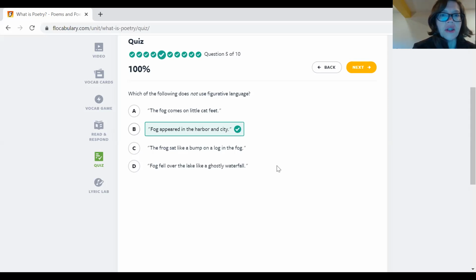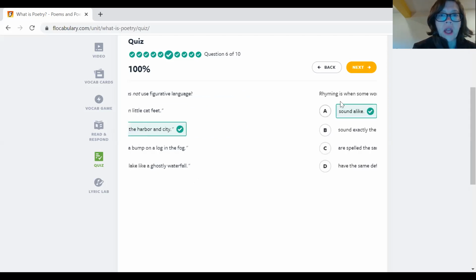Which of the following does not use figurative language? And that would be B, fog appeared in the harbor and city, because it's not a simile, metaphor, personification, anything like that. Whereas all our other answers, the fog comes on little cat feet, the frog sat like a bump on a log, right? So simile, metaphor, and then personification. Frog fell over the lake, oh, excuse me, another simile, like a ghostly waterfall. So we've got similes and metaphors and personification up here.